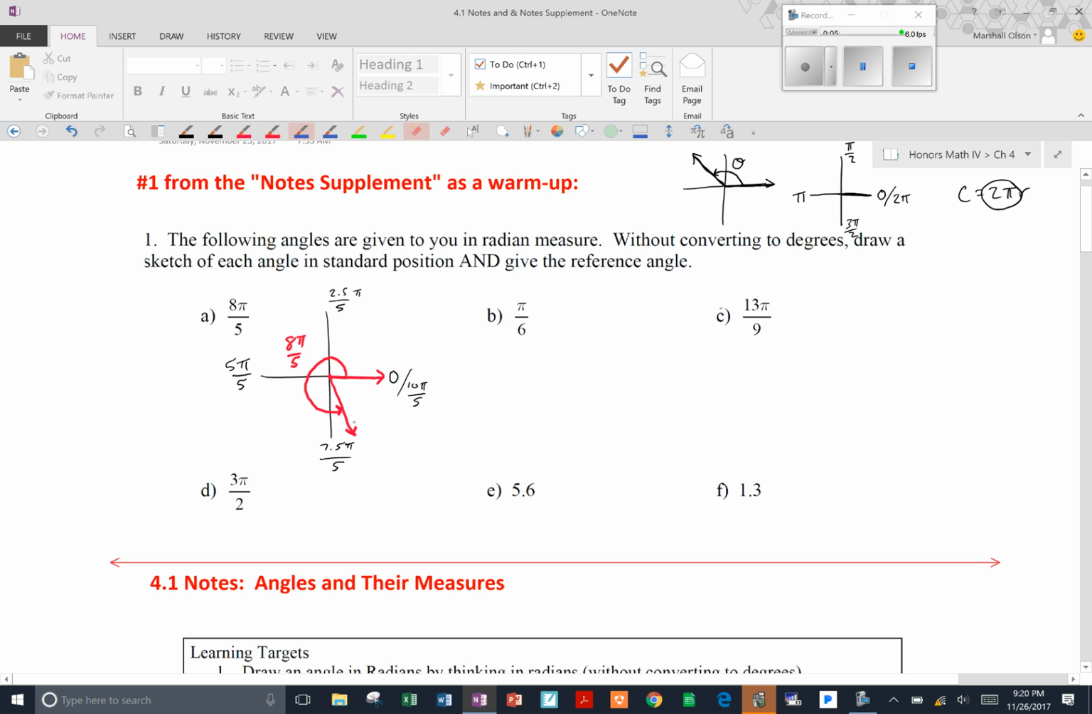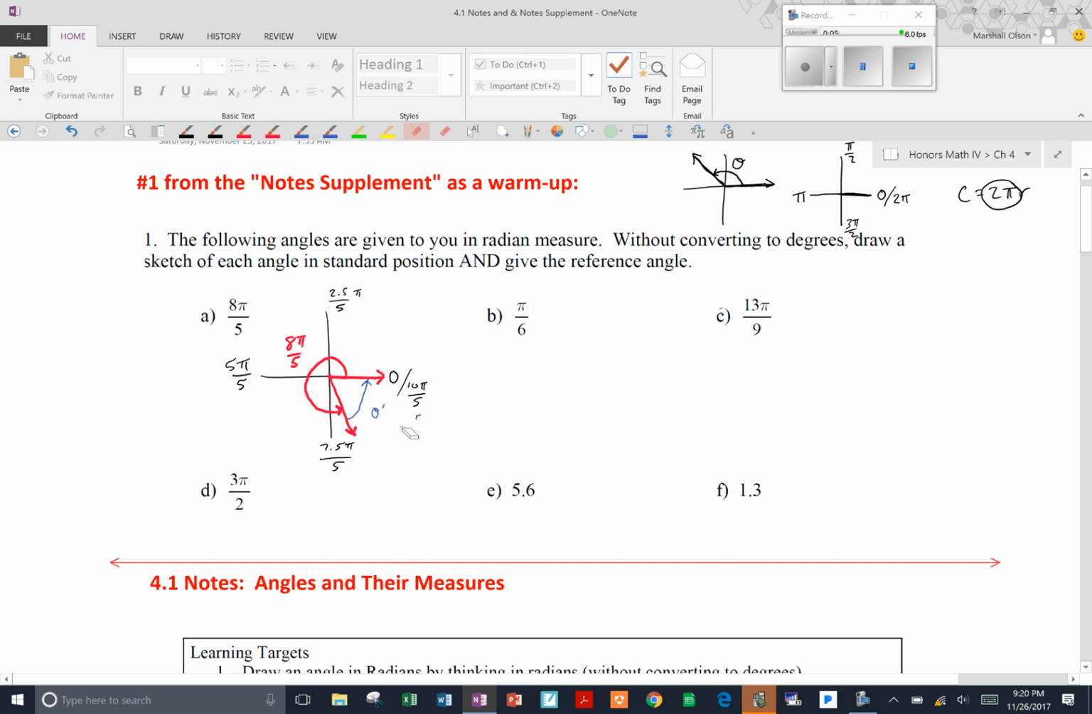If you remember from Algebra 2, we're always interested in this angle to the nearest x-axis. It's called the reference angle. And in this case, that reference angle would be what we have left to go to the 10 pi over 5, which would be 2.5 pi.